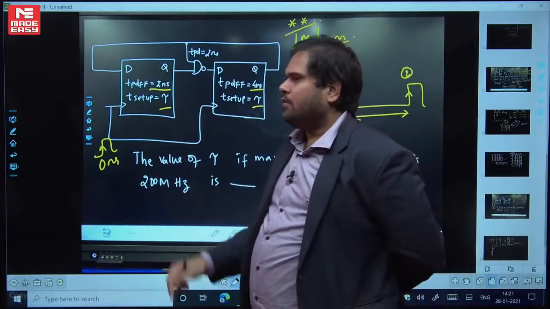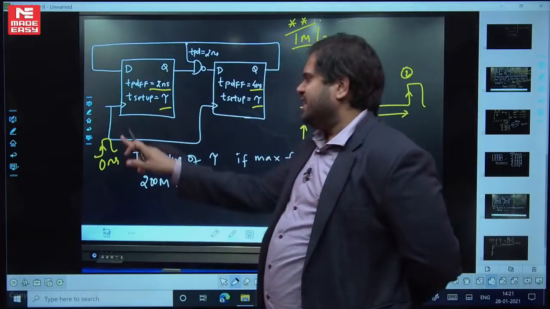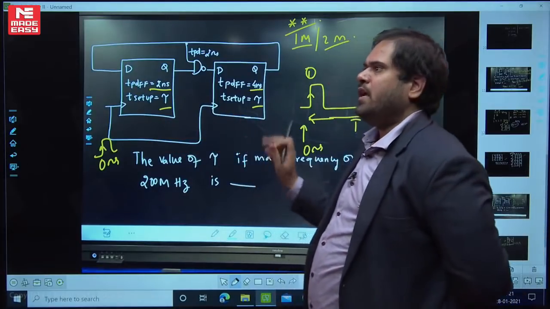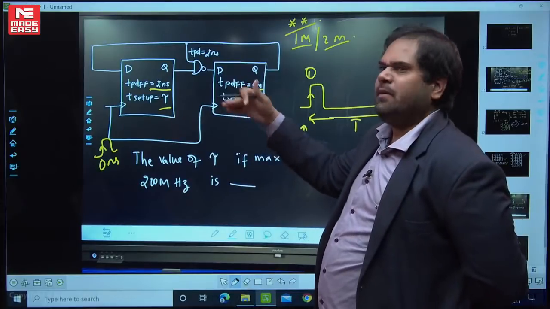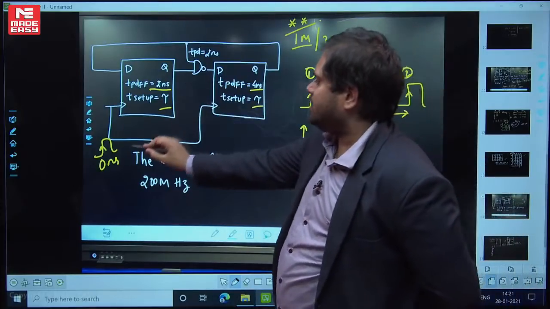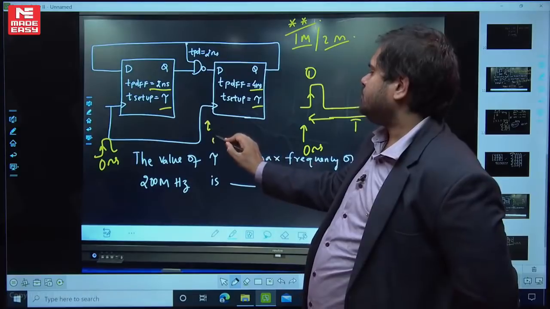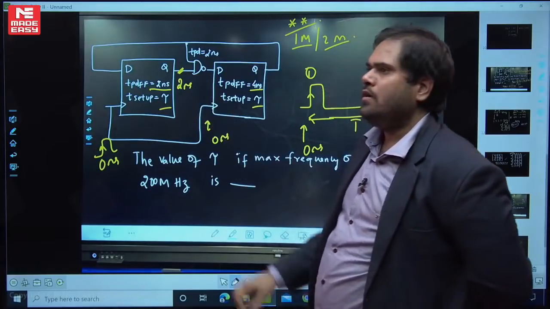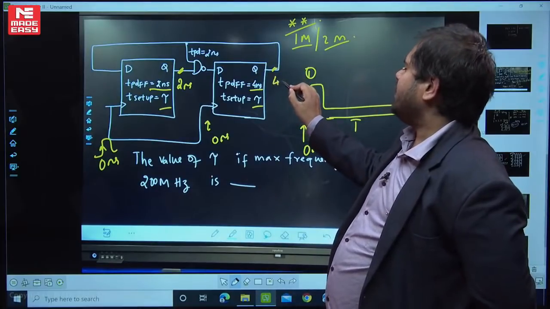So if I apply 0, what will happen? It's a synchronous circuit, so this will also work. ये भी काम करेगा. Both are working at the same time. This started at 0, and this also started at 0. This will give output at 2 nanoseconds, and this is going to give output at 4 nanoseconds.